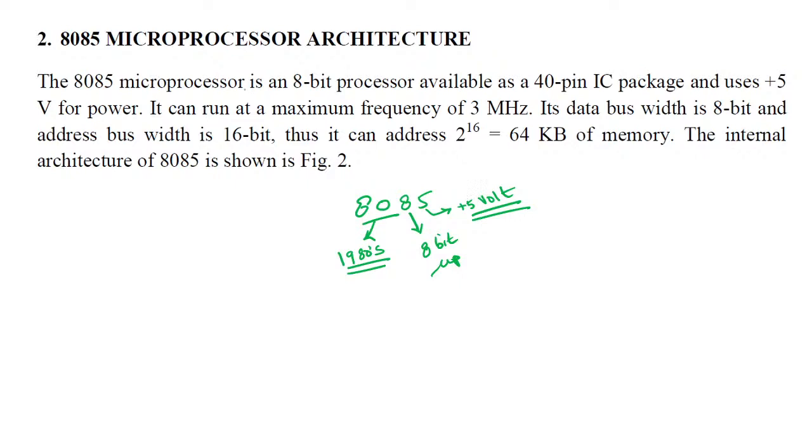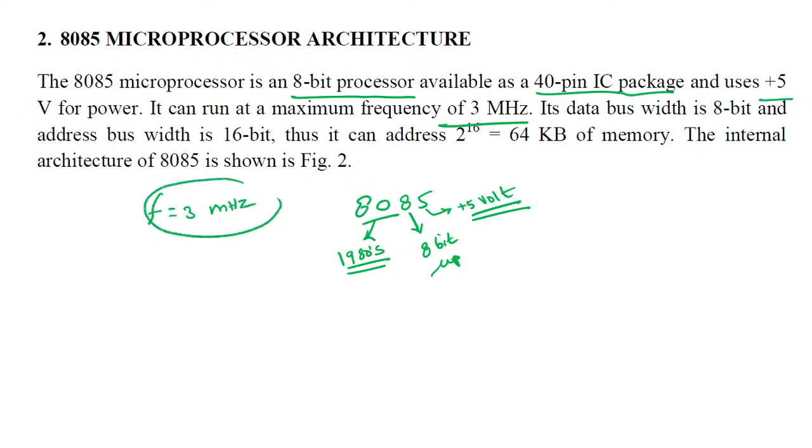So 8085 microprocessor is an 8-bit microprocessor available as a 40 pin IC package. That means there will be 40 pins in the pin diagram. In the pin diagram of 8085 microprocessor, you will see there are 40 pins, and it uses plus 5 volt of supply. It can run at a maximum frequency of 3 MHz. So remember, the frequency of the microprocessor is 3 MHz. This kind of question may come.